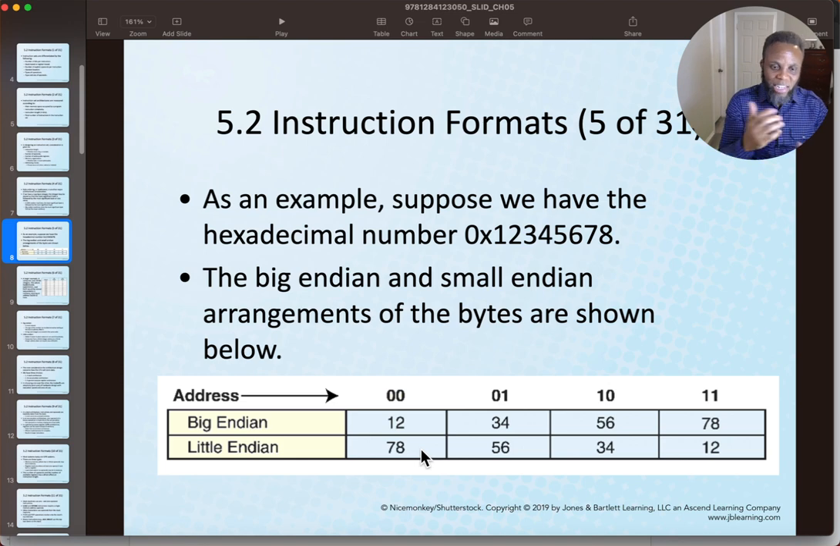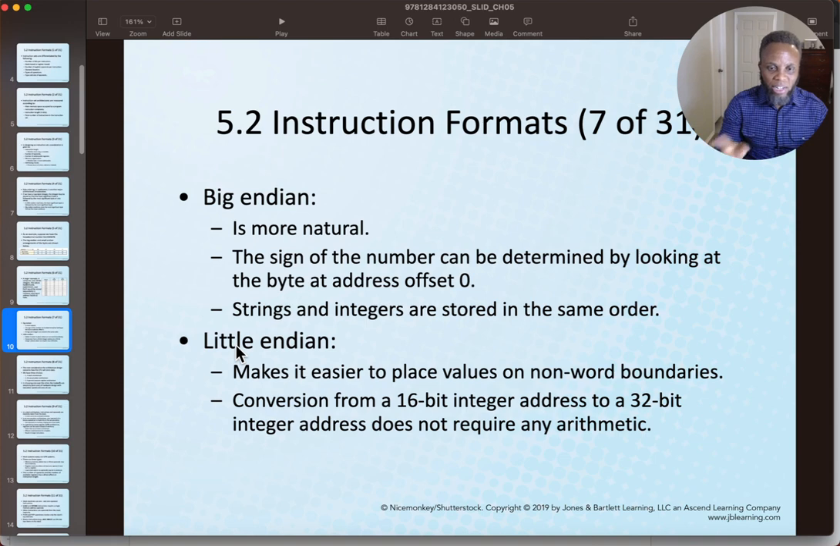So there are advantages and disadvantages with these mechanisms. Each has an advantage and a disadvantage. For example, you see that this one is more natural to read. The sign of the number can be determined by looking at the byte at address offset 0, and so on and so forth. But again, this is covered in your textbook. I think page 303 really talks about the differences and some of the trade-offs. If a computer architecture uses Big Indian or Little Indian to represent information, there are trade-offs that are made, and that is covered on page 303 of your textbook.